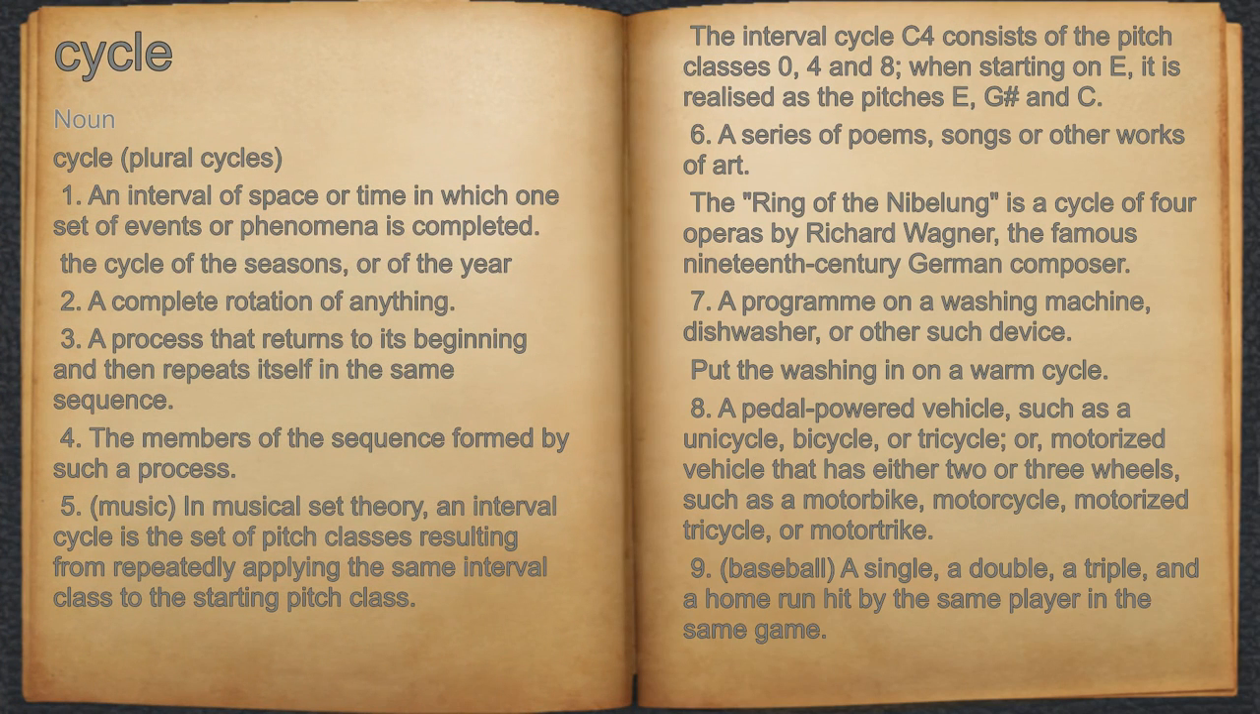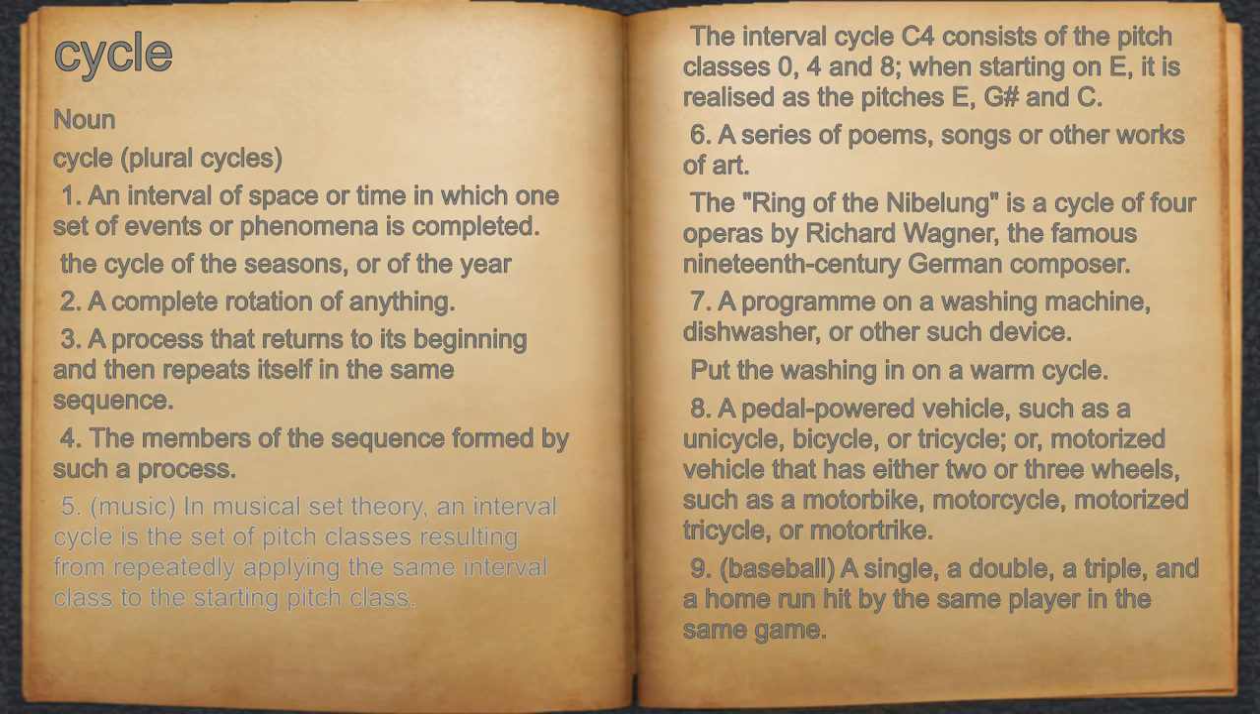Cycle. Noun. 1. An interval of space or time in which one set of events or phenomena is completed. For example, the cycle of the seasons, or of the year. 2. A complete rotation of anything. 3. A process that returns to its beginning and then repeats itself in the same sequence. 4. The members of the sequence formed by such a process.